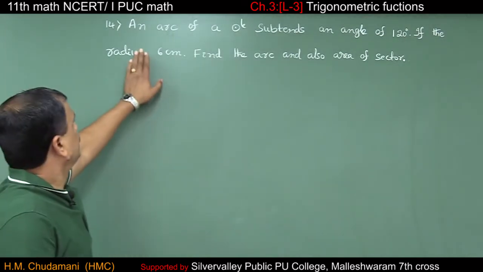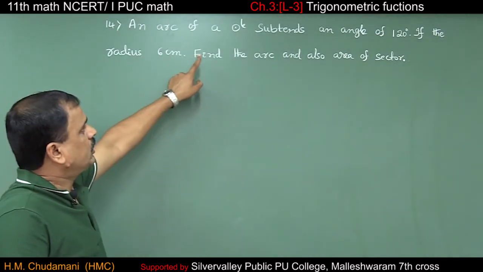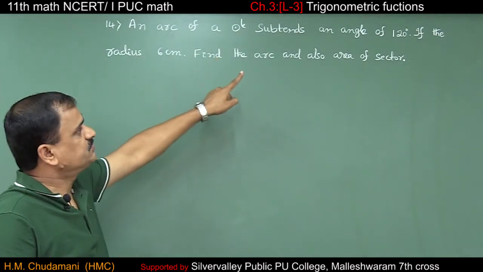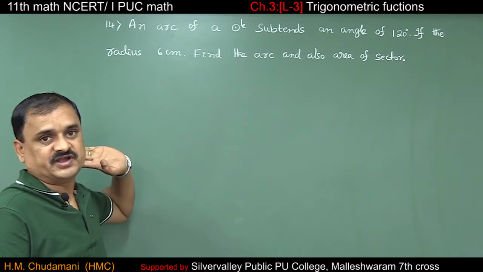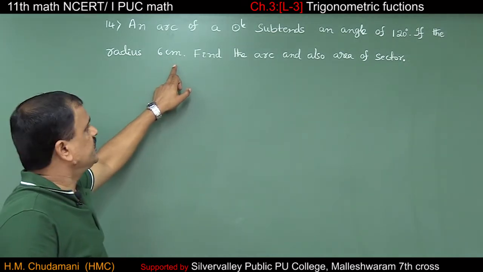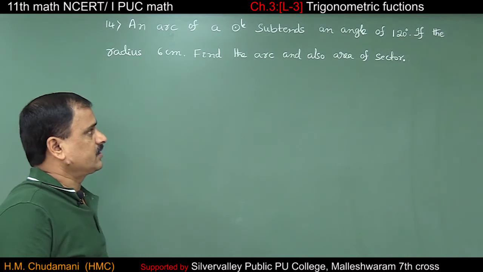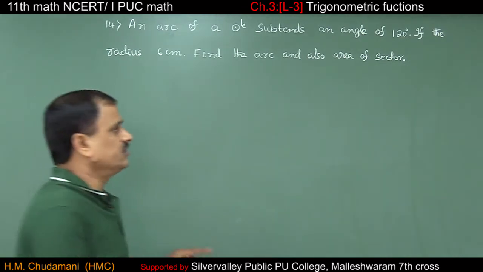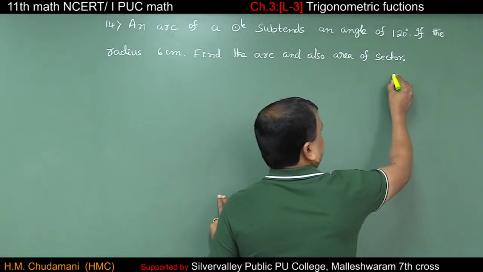Next, one more, the 14th one. An arc of a circle subtends an angle of 120 degrees. If the radius is 6 centimeter, find the arc, also the area of the sector. See this?